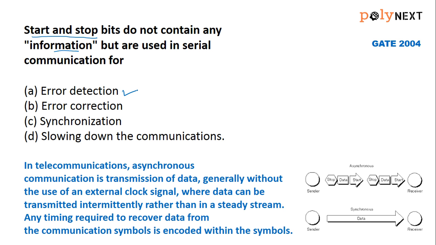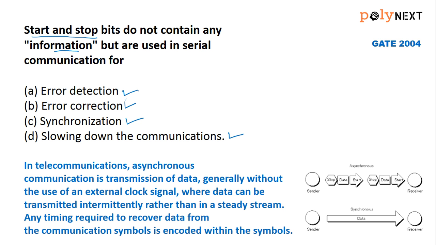There is error detection at first, then we are having error correction, synchronization, and the last one is slowing down the communication. So we are having four options. We are supposed to consider them one by one. At first we are going to discuss what is serial communication.